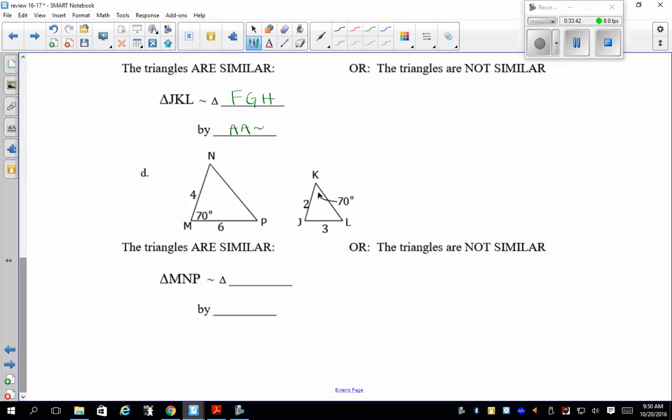Okay, part D, I have two sides with an angle in between. I have the 4 and I have the 6 with an angle in between. And on this side I have a 2 and then I have the 3, but the angle's not in between. The angle has to be between the two sides. This is not similar. This is not in the right position for SAS.